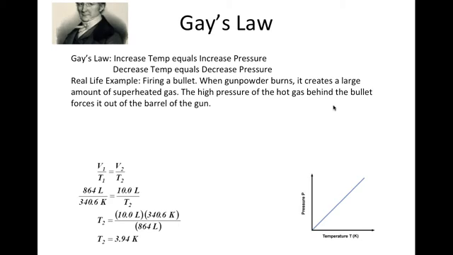So the equation would be V1 over T1 is equal to V2 over T2, and then there's the graph. 864 liters over 340.6 Kelvin is equal to 10 liters over T2. And then there's the work, and T2 equals 3.94 Kelvin.